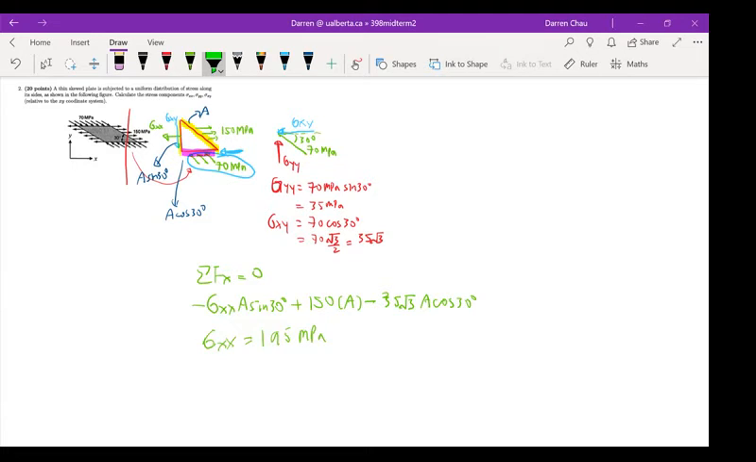So the answer is sigma yy equals 35 megapascal, sigma xy equals 35 root 3 megapascals, and sigma xx is 195 megapascals.